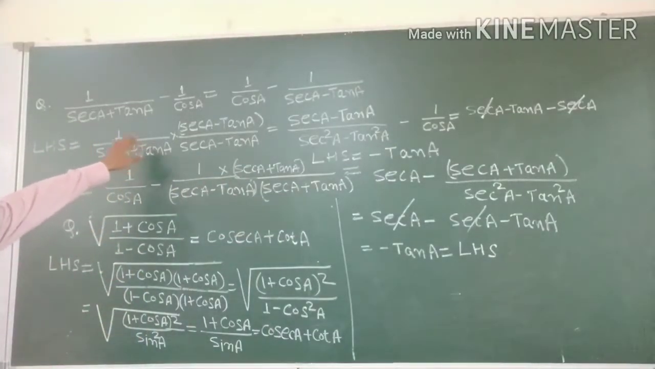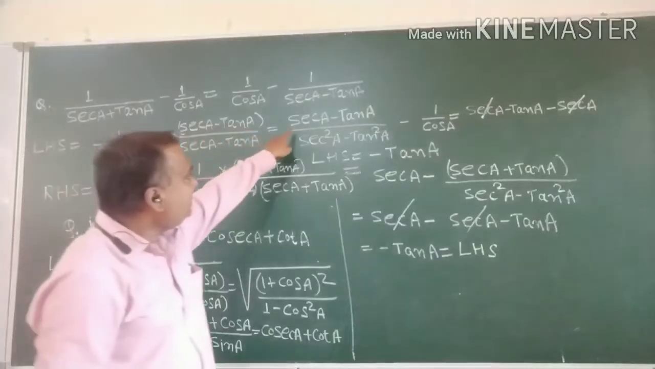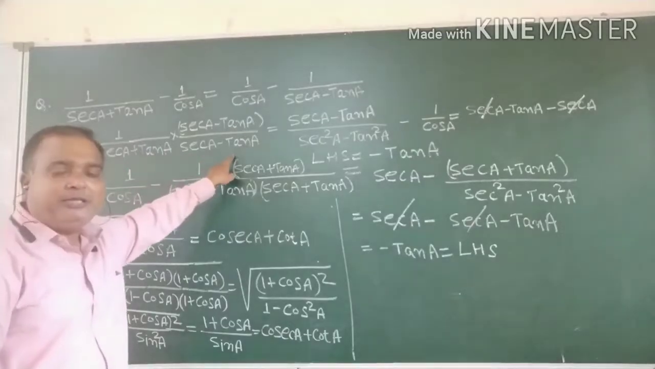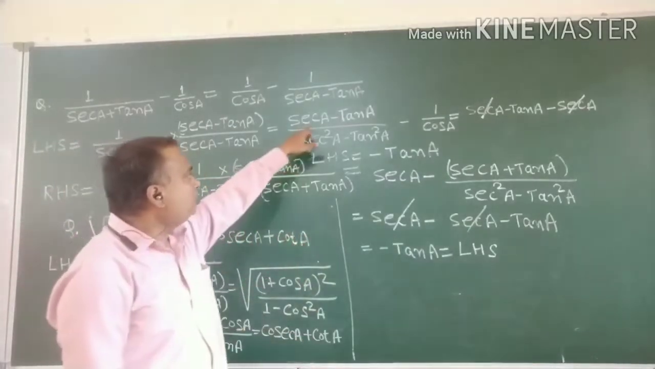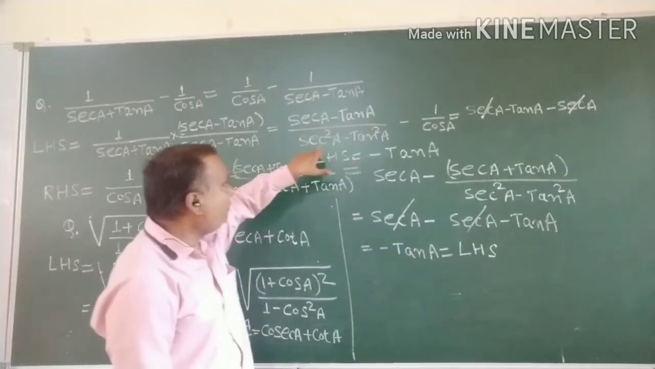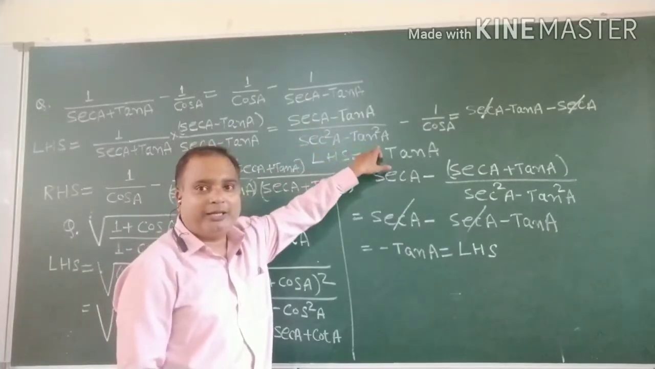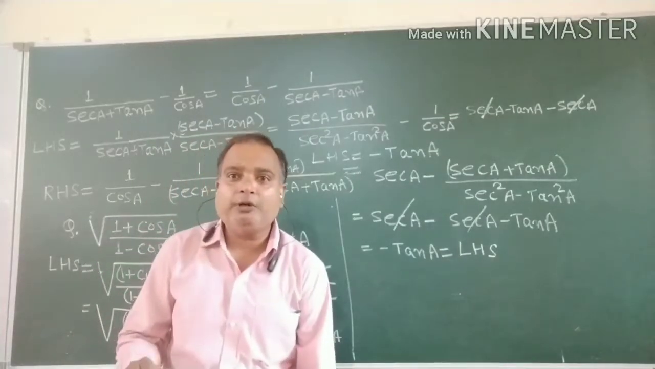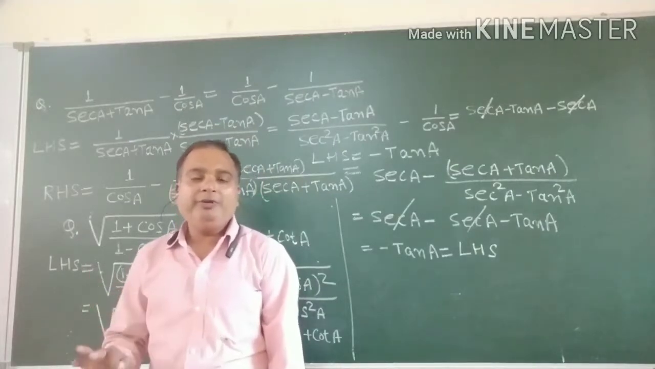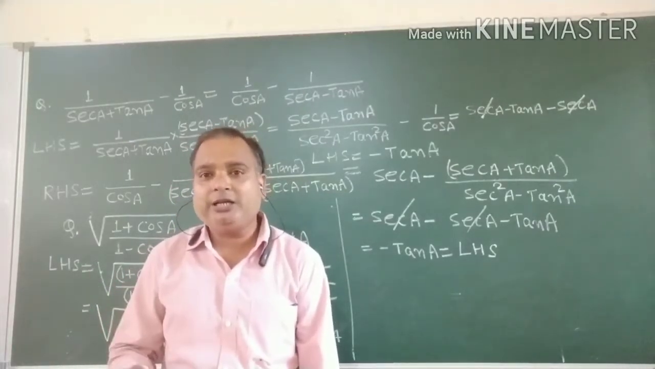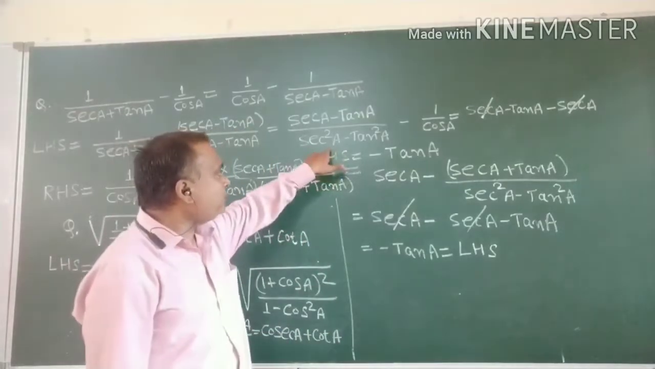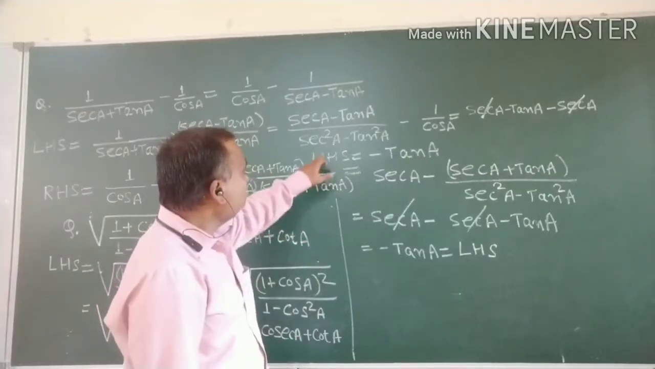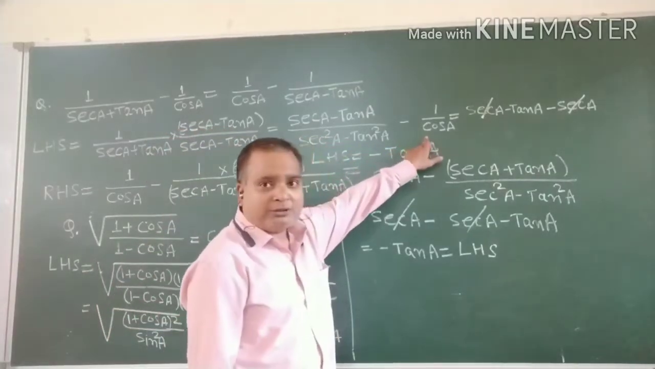So in the numerator it will be sec a minus tan a because it is multiplied by 1. Now a plus b into a minus b, that is a square minus b square. So that is sec a minus tan a upon sec square a minus tan square a. Now from the second trigonometric identity, we know that sec square theta equal to 1 plus tan square theta, or we can write sec square theta minus tan square theta is equal to 1. So in place of sec square a minus tan square a, I can write 1, and minus 1 upon cos a is as it is.